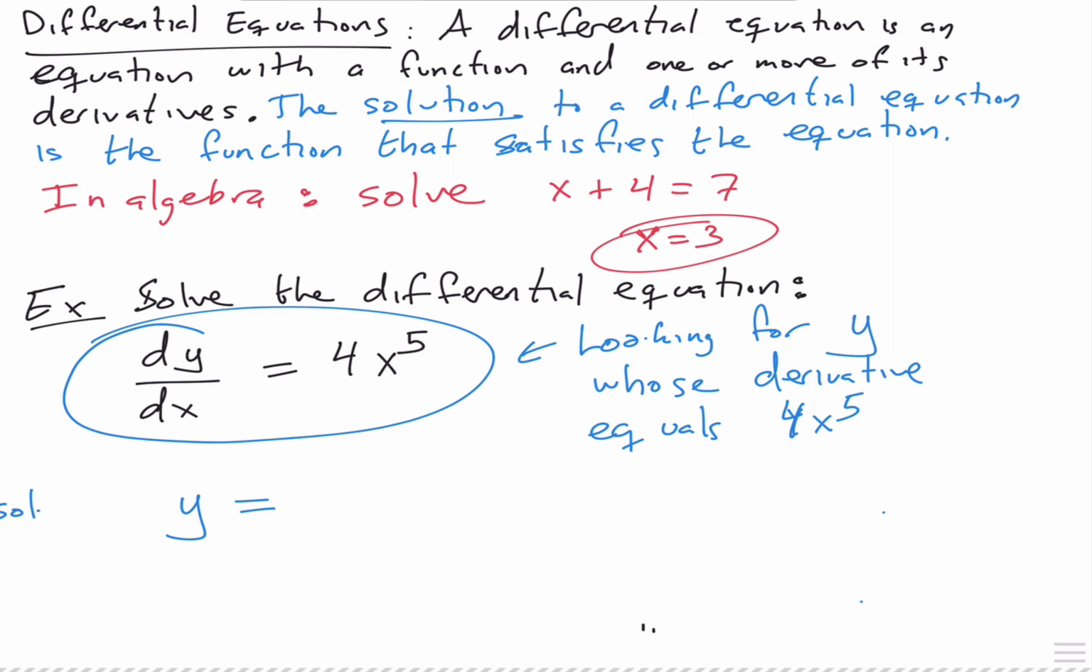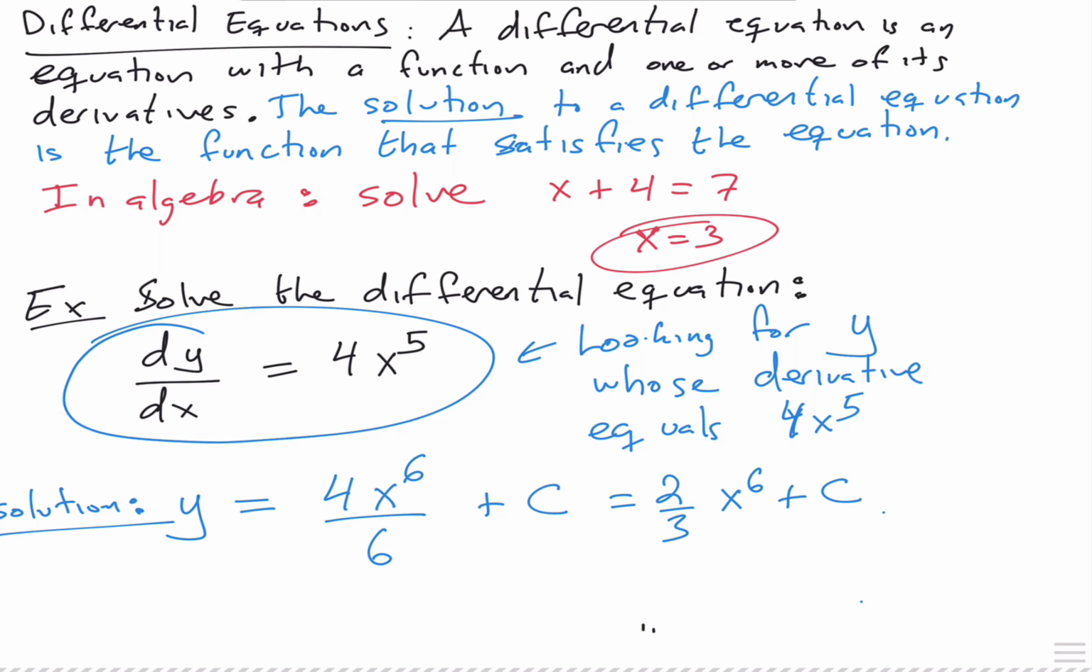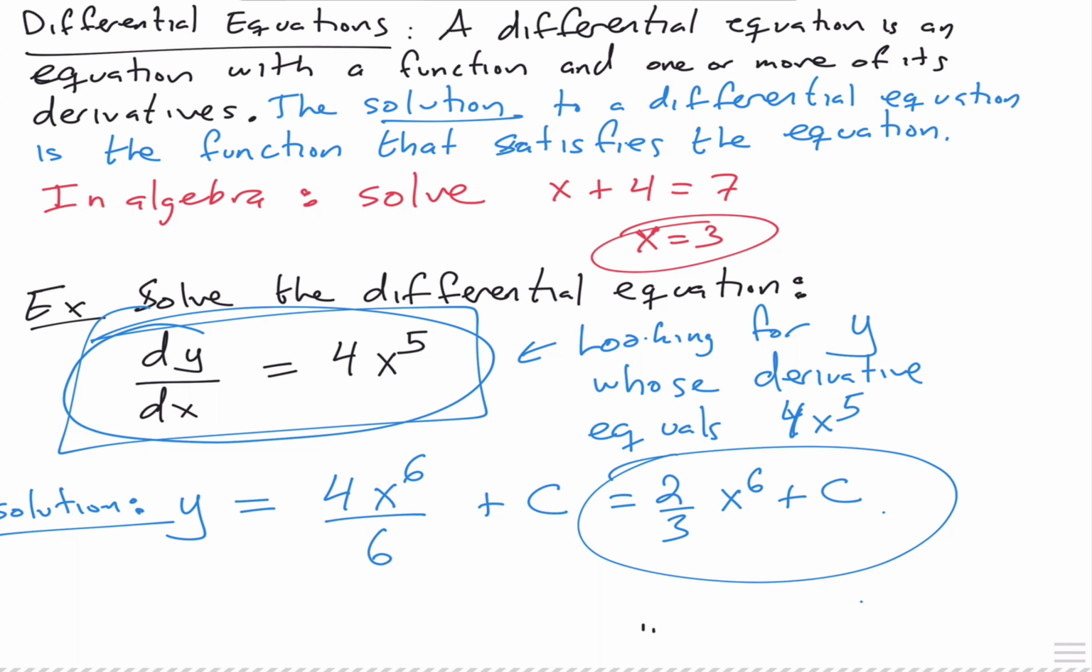So this is the solution. So what is it? 4x to the sixth over 6 plus c, right? Or 2/3 x to the 6 plus c. Okay, so do you guys agree that if I plug this function into this equation, the left side will equal the right side? Yes or no? You with me or without me?